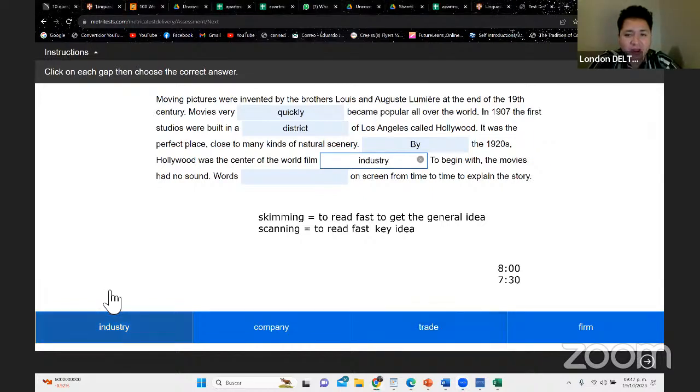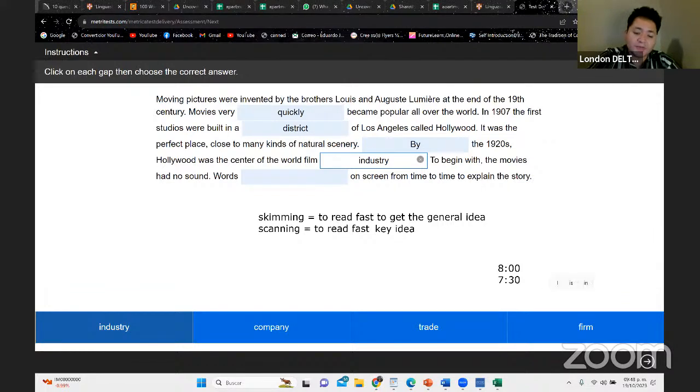So industry, because when you say the film industry, you're talking about a sector of the economy, right? You're not talking about only one kind of movie. Hollywood, there were, I don't know, Warner Bros, Disney, etc. I could say, for example, the hotel industry. In the hotel industry, you're not talking about one hotel, right? You're talking about a sector of the economy, right? So that's when you use industry. This is a vocabulary question.